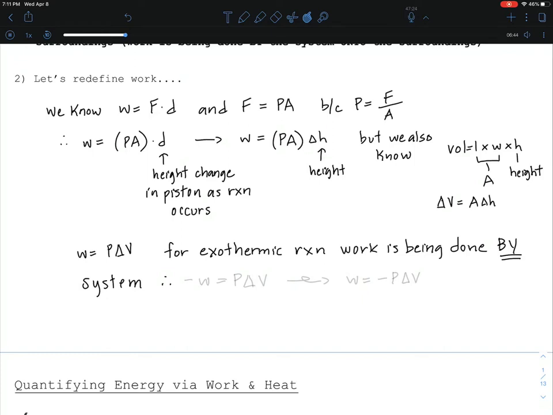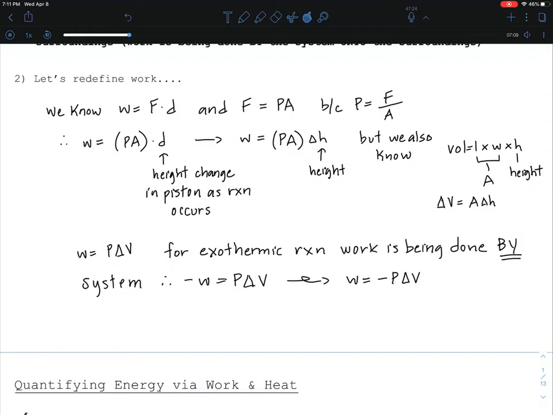So therefore, we say, if the work is being done by the system, we have negative work, right? We're putting out work. It's going to be equal to the pressure times the change in the volume. Or more conveniently, work is going to be equal to negative P delta V for an exothermic process.